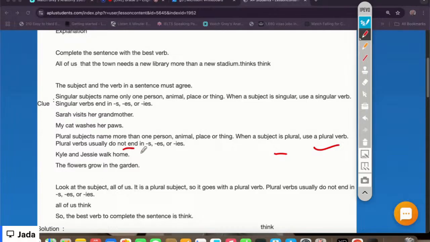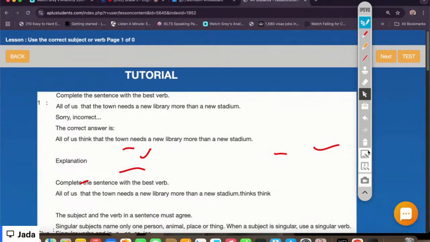So we have Carl and Jesse walk home. The flowers grow in the garden. So as you can see, the verb in the plural subjects do not have s, es, or ies. All right, so let's look at some examples.